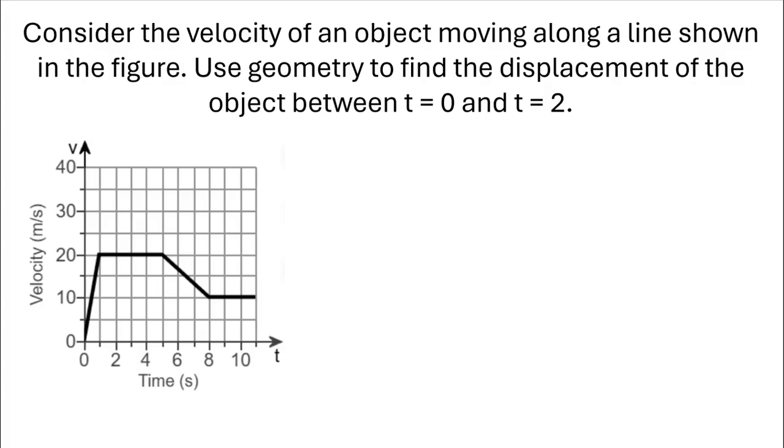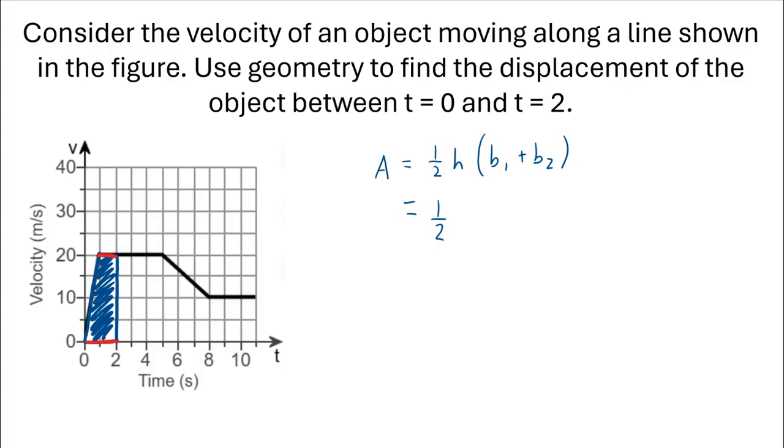Now let's see if we can find the displacement between t equals 0 and t equals 2. That would be equivalent to finding the area of this shape. This is a trapezoid because we have two sides that are parallel, so we would use the formula for the area of the trapezoid. The height of a trapezoid is just the distance between the two parallel sides. And b sub 1 and b sub 2 are just the length of the bases. Well, that's the length of each parallel side. The two parallel sides are here and here.